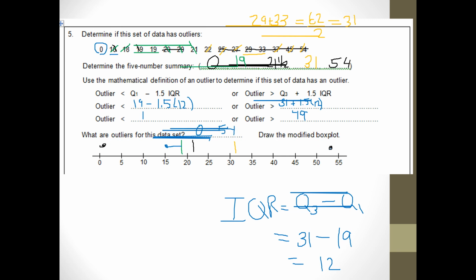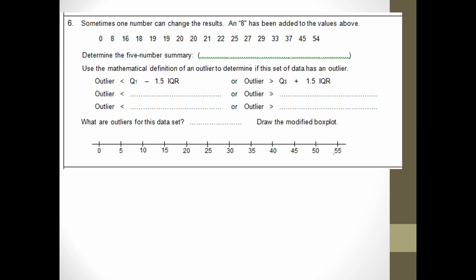So here's my 54 point. I'm going to leave that there, but then my next smallest number is 45, so I'm going to put a point at 45, and that's what I'm going to connect for my whiskers, and then make my box. And now I have my box and whiskers. This point is not connected, means it's an outlier. This 54 is not connected, that means that's an outlier. And now I have my modified box plot, and I've identified 0 and 54 as my outliers.